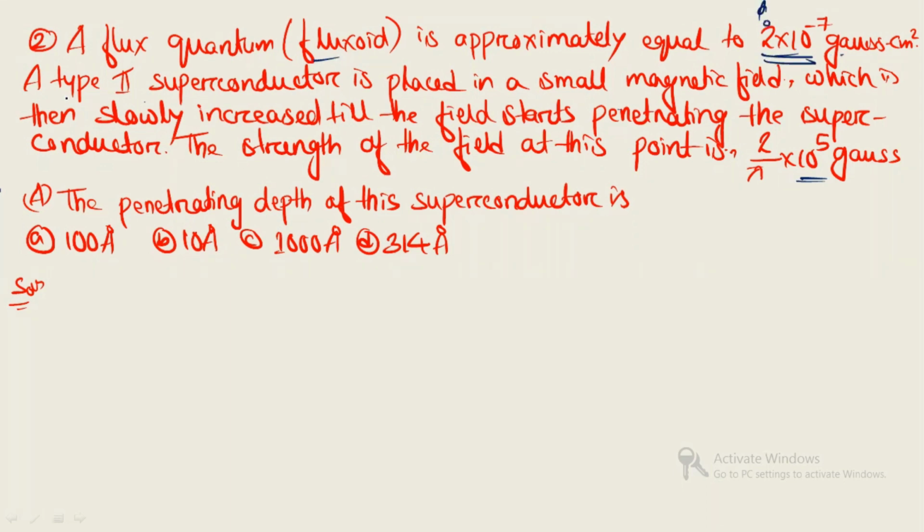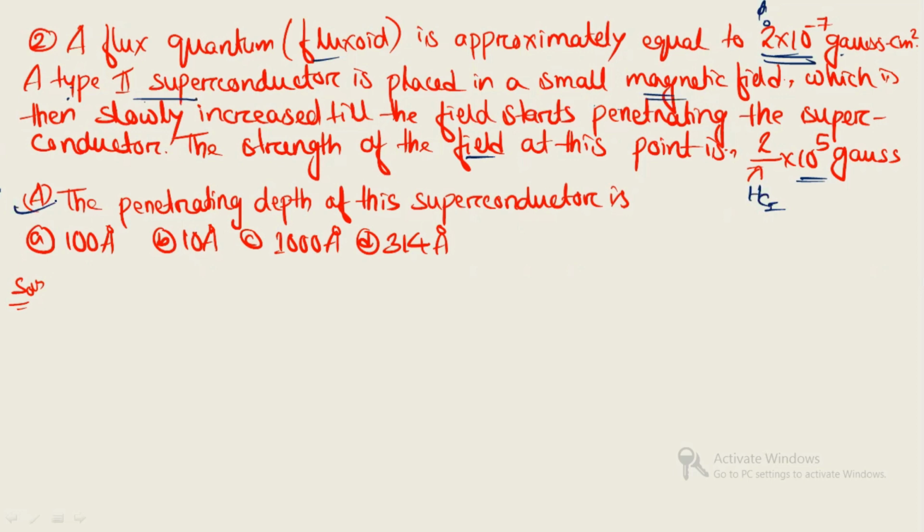Now you see what is said here: a type 2 superconductor is placed in a small magnetic field, and when this magnetic field is increased till the time it starts penetrating the superconductor. Now here the strength of the field is given to you. That means this field is the first critical field, the value of HC1 is given. So directly the question is asking you to calculate the penetration depth of the superconductor.